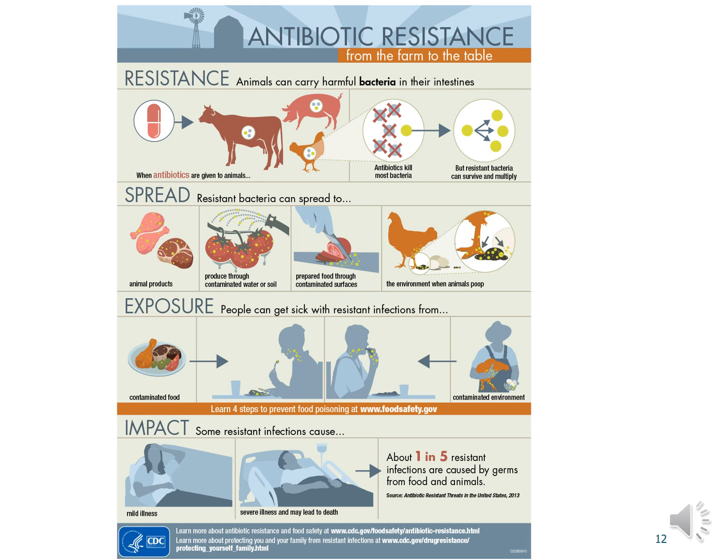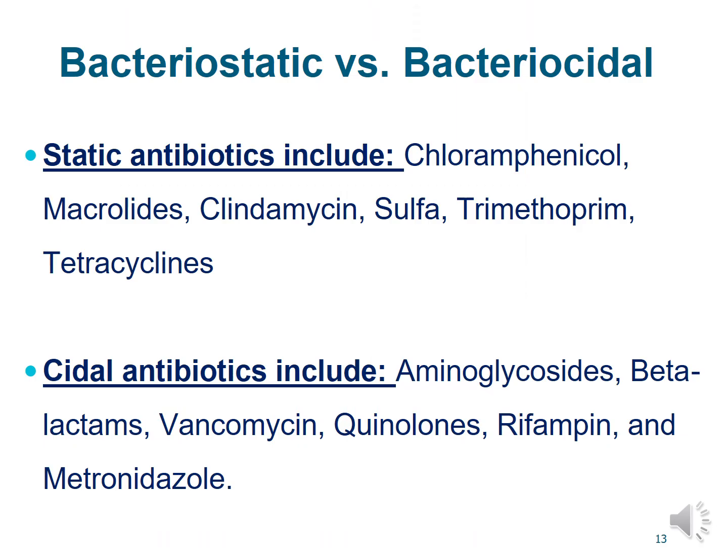So this gives you an idea about antibiotic resistance in the form of a table. You can see that around 1 in 5 infections are caused by antimicrobial resistant organisms, and they are from food and animals. So we'll talk about what is bactericidal and what is bacteriostatic. Bacteriostatic antibiotics include chloramphenicol, macrolides, clindamycin, sulfonamides, cotrimoxazole, and tetracycline. Cidal drugs include aminoglycosides, beta-lactams, vancomycin, quinolones, rifampicin, and others.